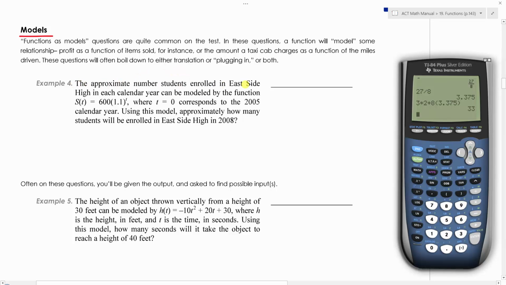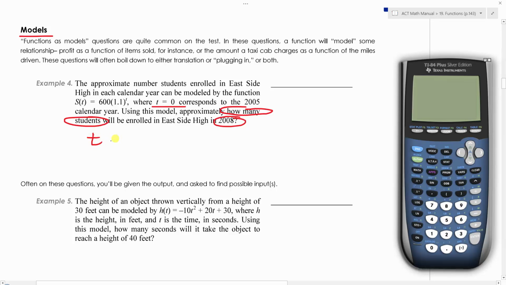The approximate number of students enrolled in Eastside High each calendar year can be modeled by the function s of t equals 600 times 1.1 to the t, where t equals 0 corresponds to the 2005 calendar year. Using this model, how many students will be enrolled in 2008? Okay, so first things first, let's make sure we understand what this part means. t = 0 corresponds to the 2005 year.